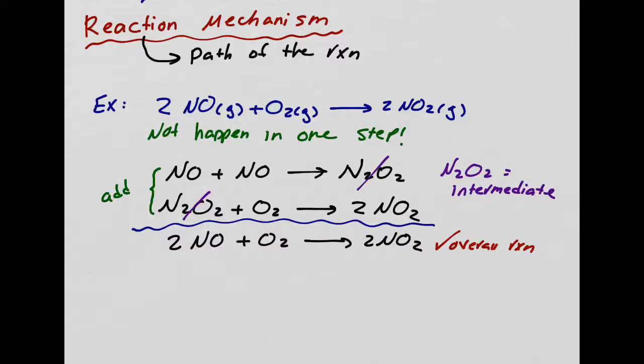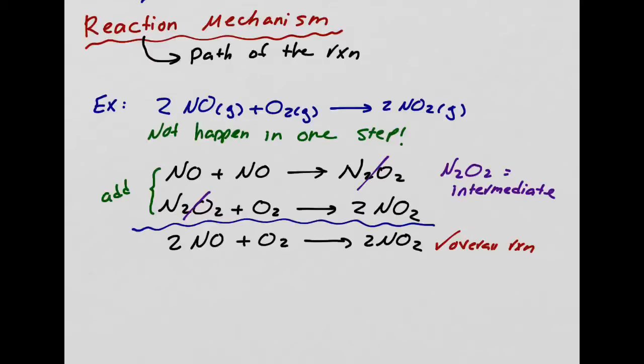So far, so good. And then don't forget, this N2O2 is an intermediate, something that does not show up in the final equation. It forms in the process and then is used up in the process. Yeah? Okay, hopefully this is making sense.